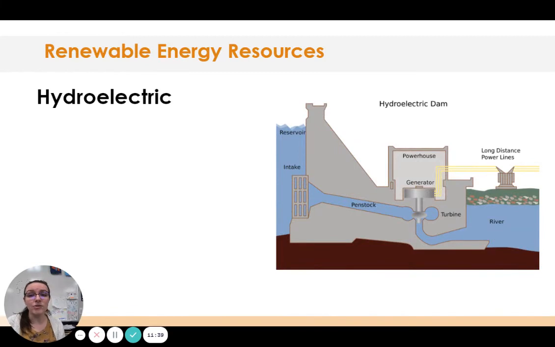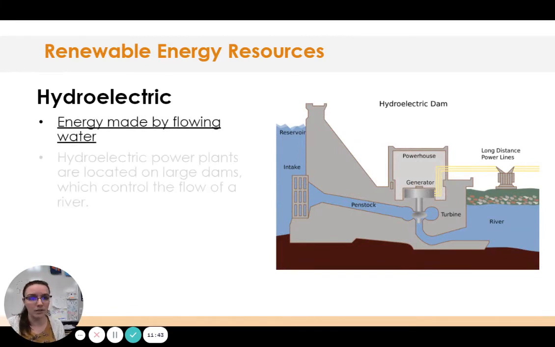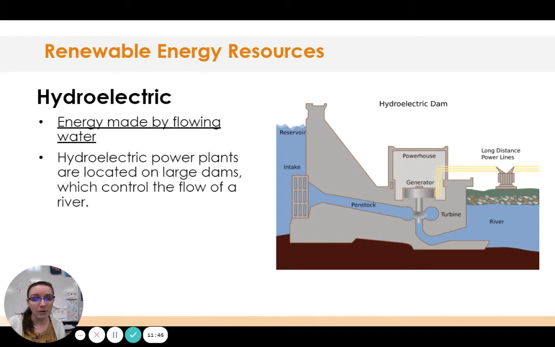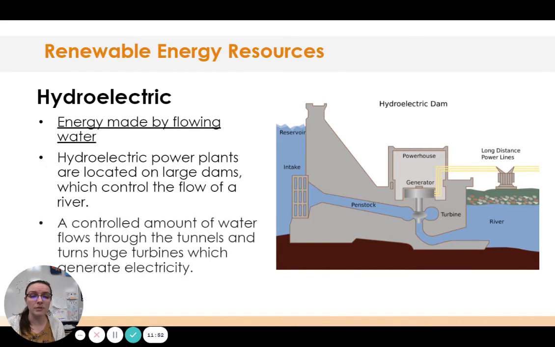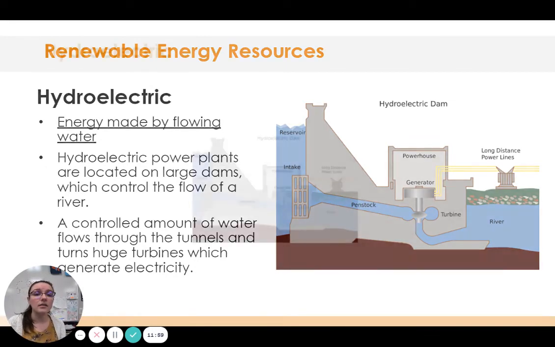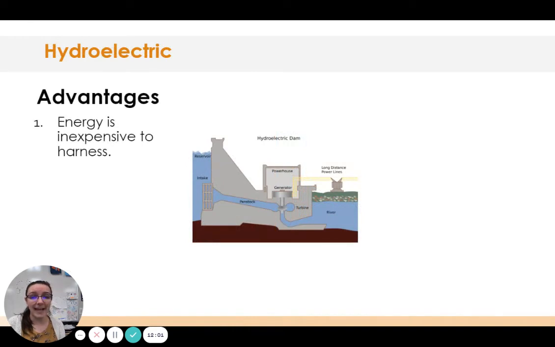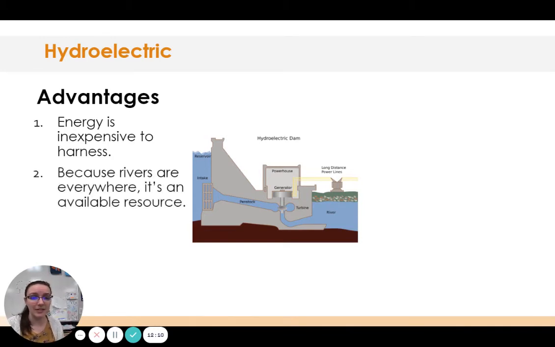Next, there is hydroelectric power, which is all about energy by flowing water. So hydroelectric power plants are typically located on these large dams, which can control how much water flows through, and the controlled amount of water spins a turbine, which generates electricity. Pros of this is that it's inexpensive to harness. Once you've got the dam set up, running the generator and controlling how much water flows through isn't super expensive.